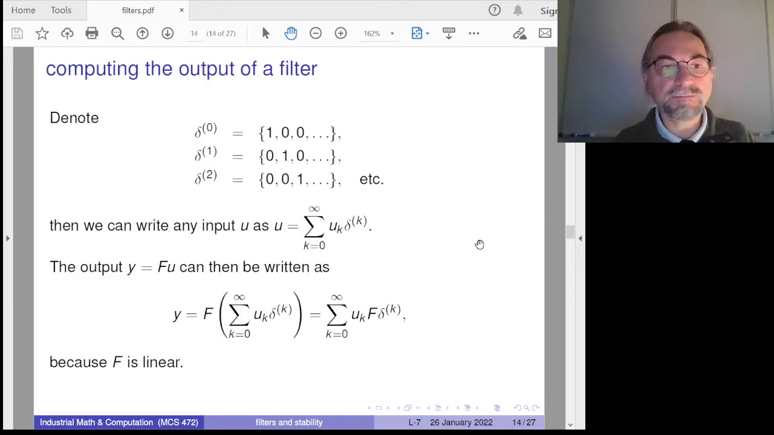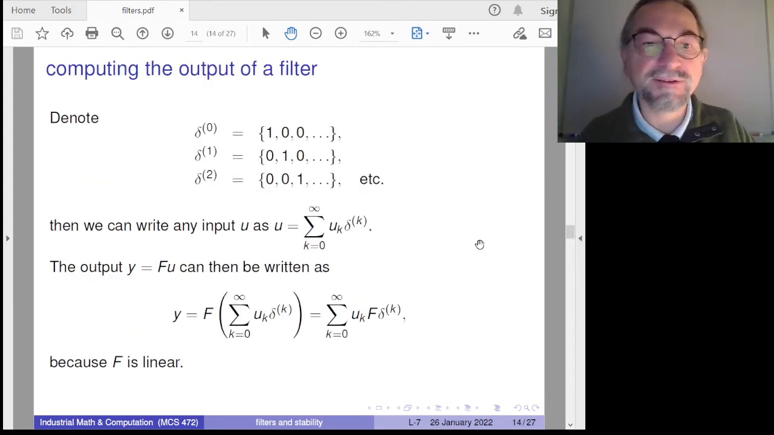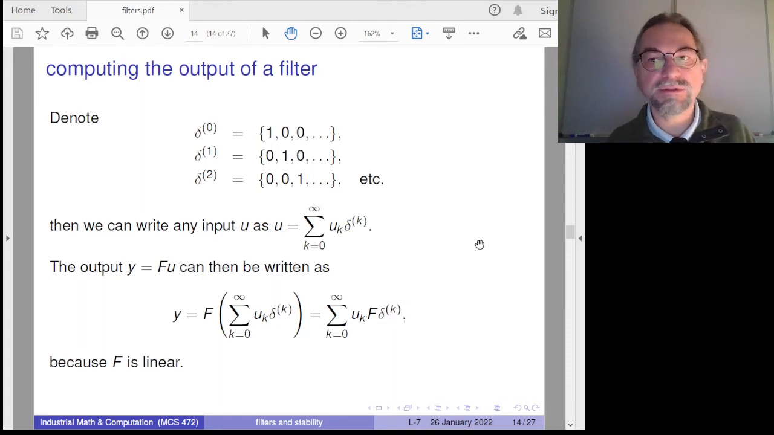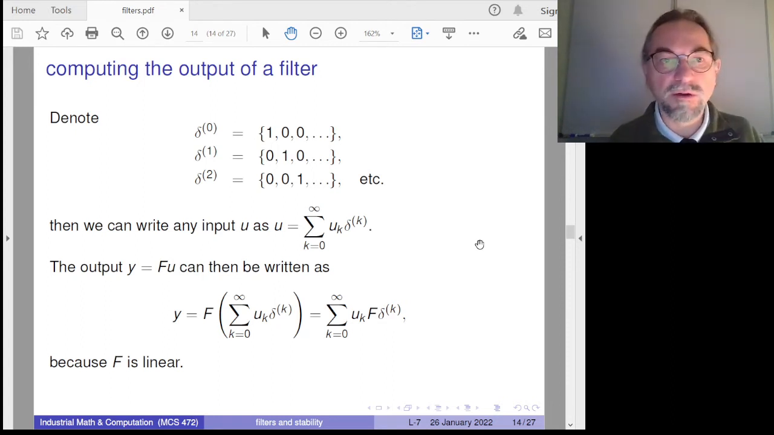Okay, so I said that we would prove this theorem. So what was the theorem again? The theorem was saying that in a linear causal time invariant filter, the impulse response entirely determines the outcome of the filter. So let's prove that statement.